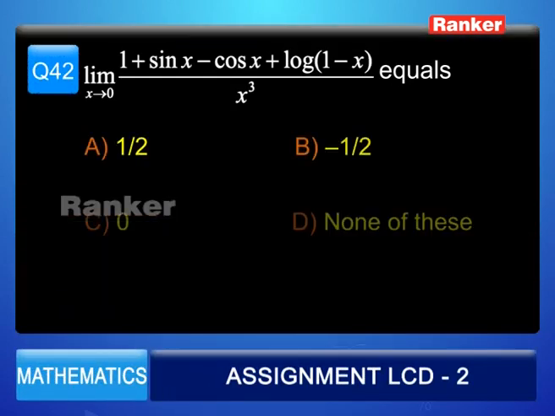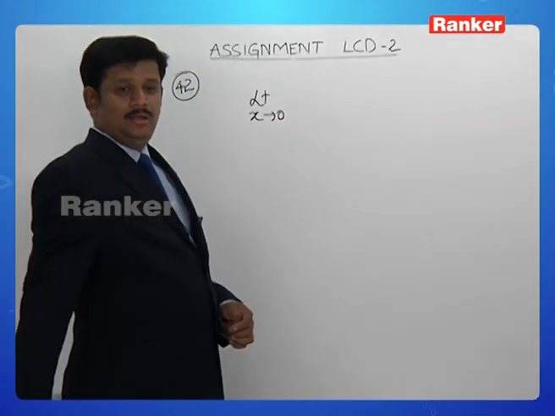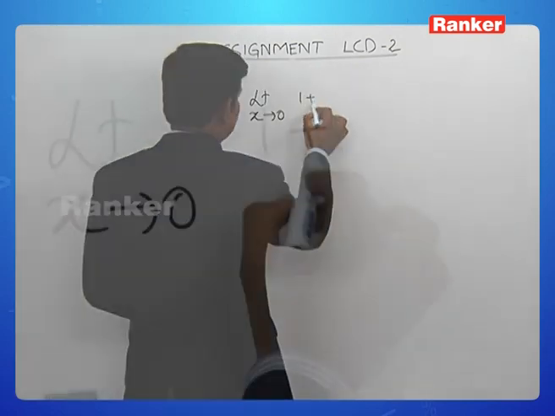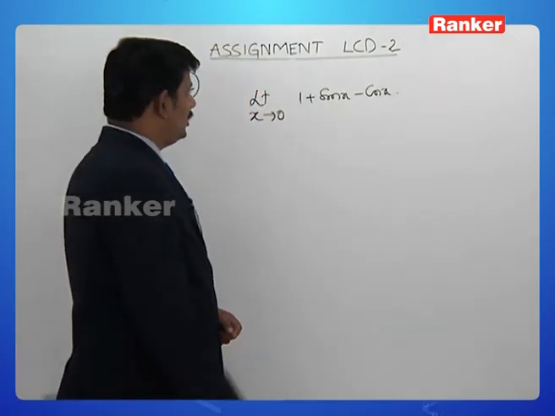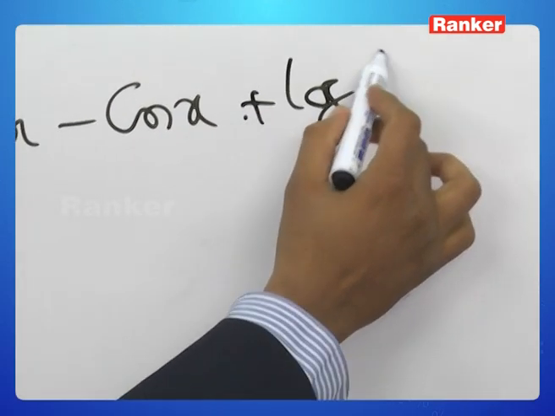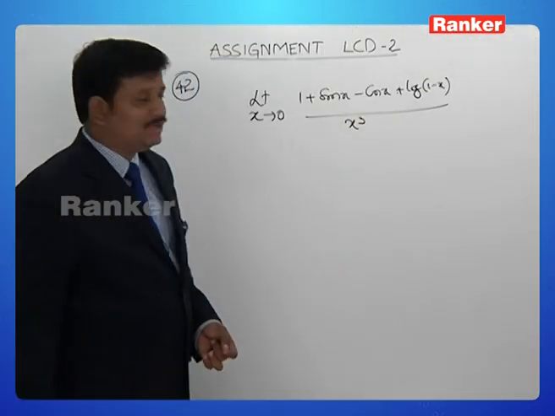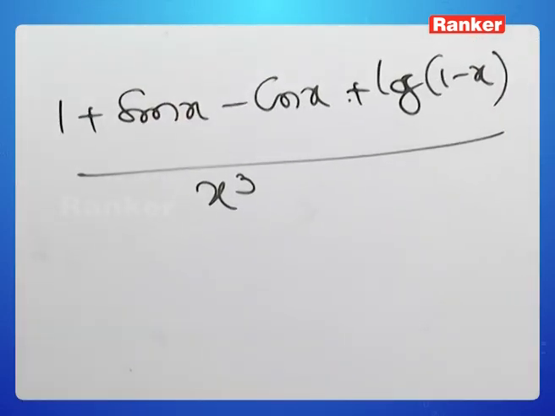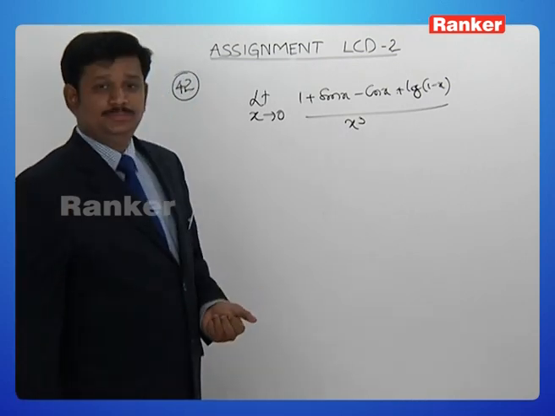Next question, evaluate limit x tending to 0 of (1 plus sin x minus cos x plus log of 1 minus x) divided by x cube. We can do this question either by power series expansions or by L'Hospital rule. So, in this, let us do it by L'Hospital rule.